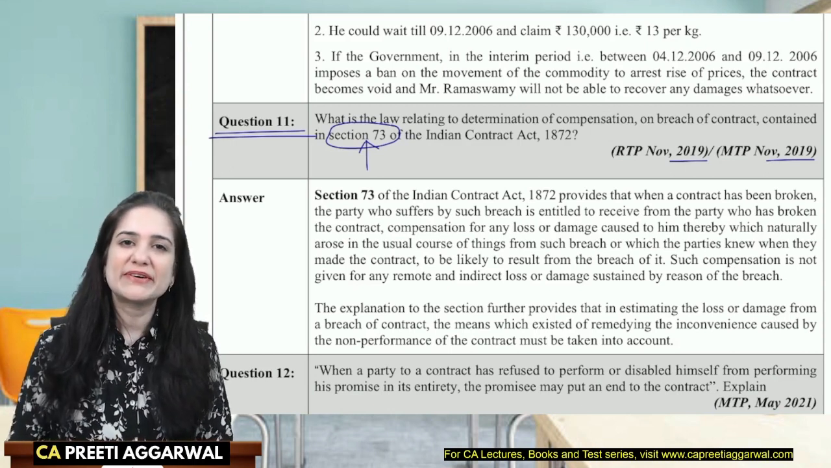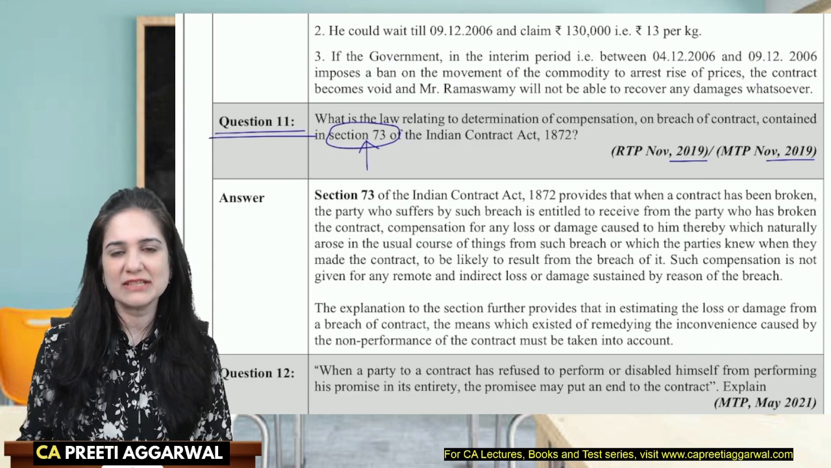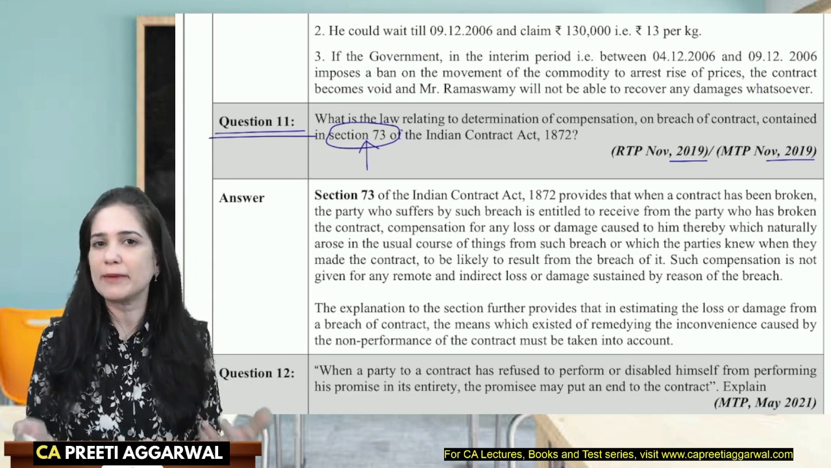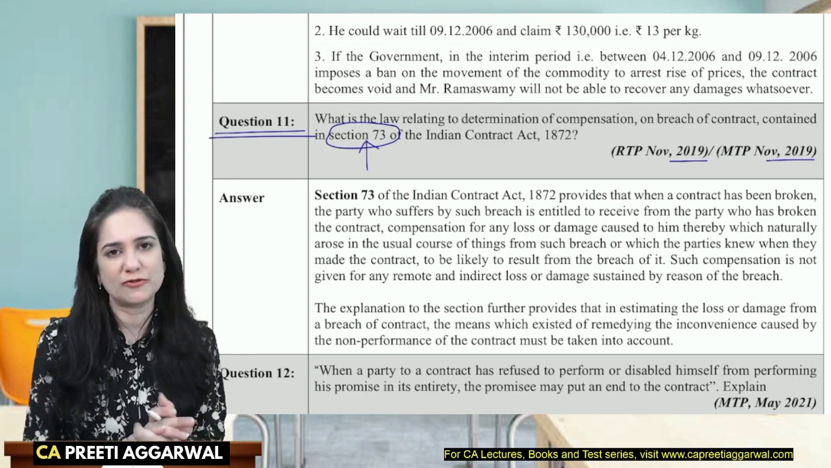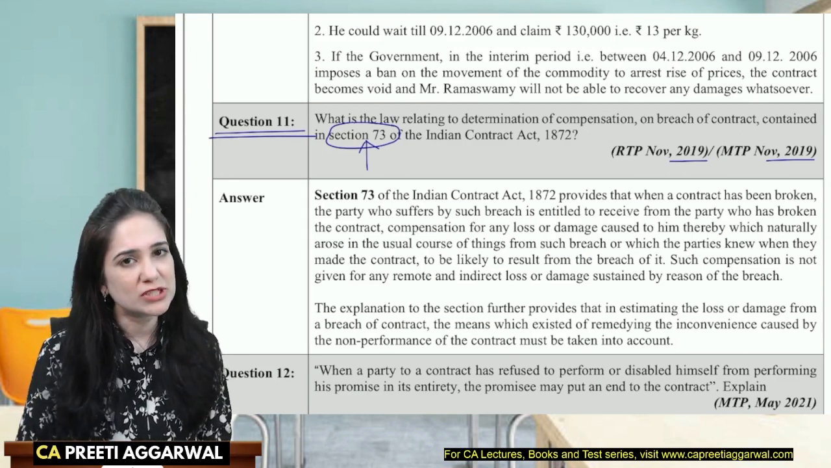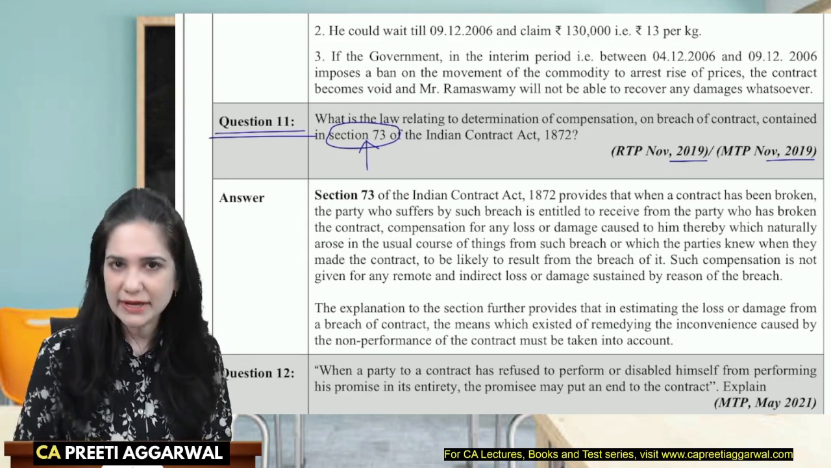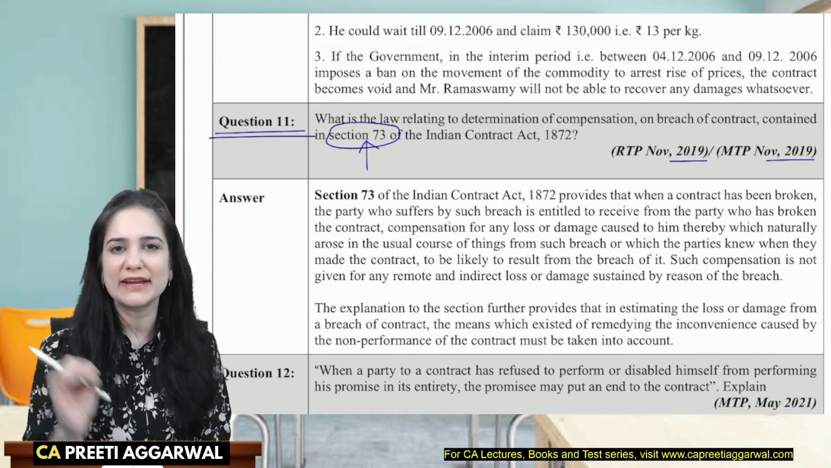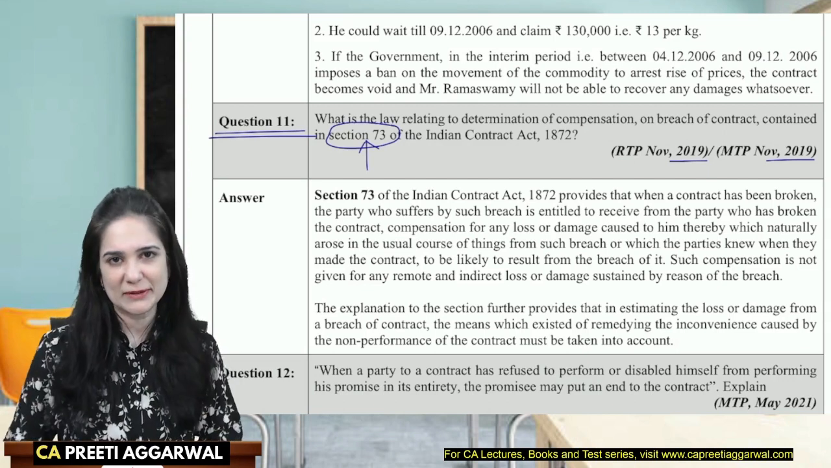Now, section 73 actually says that in case a contract is broken, in case there is breach of contract, the aggrieved party can claim the damages which naturally arise during the course of breach. You can claim ordinary damages, but you cannot claim damages which are not a direct consequence of breach. In other words, you cannot claim remote or indirect damage. That is mentioned in section 73.